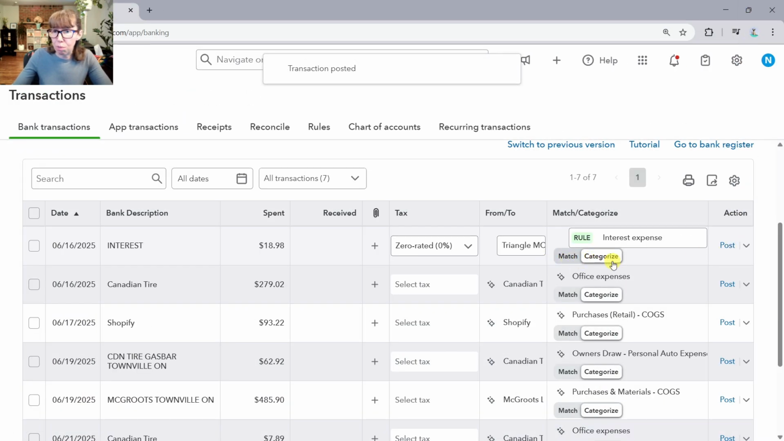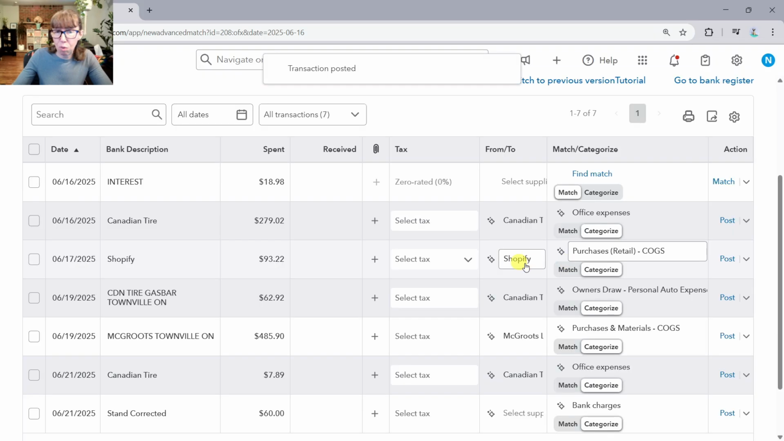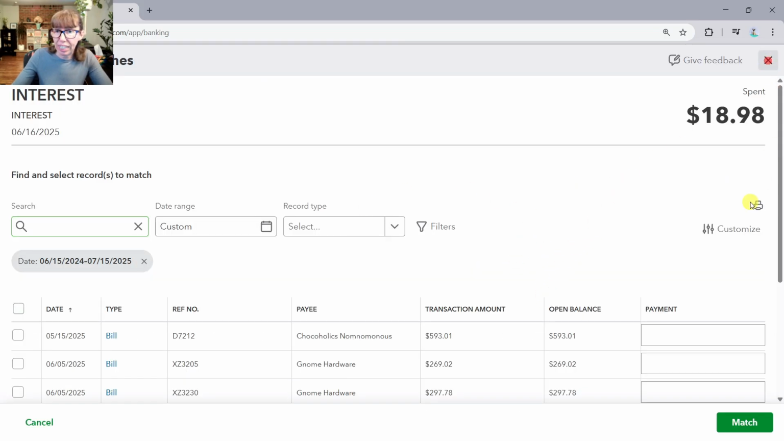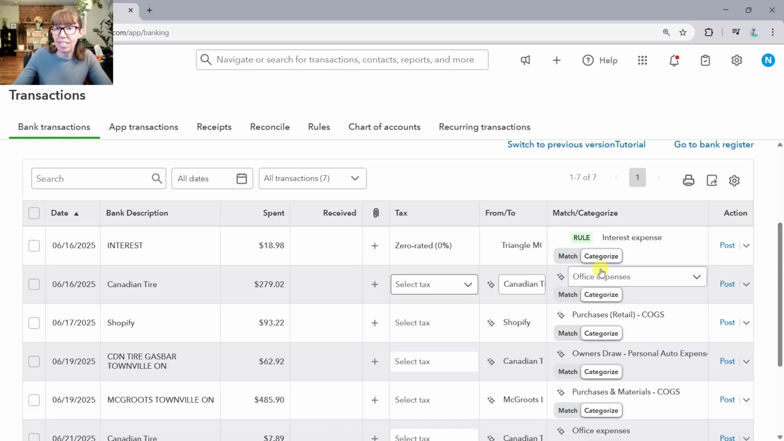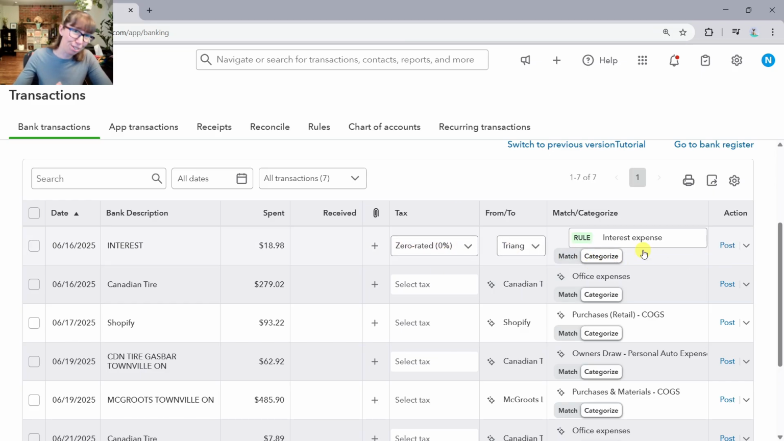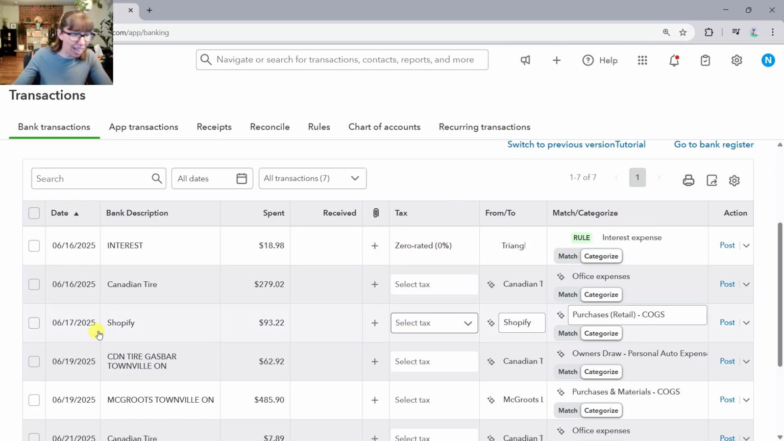That is a toggle between categorizing and matching. So if I wanted to actually find a match, I would hit that toggle. But if I want to categorize, that is enter the shortcut way. So that's a toggle, not a post. Interesting. Okay, so that is the QuickBooks one in.